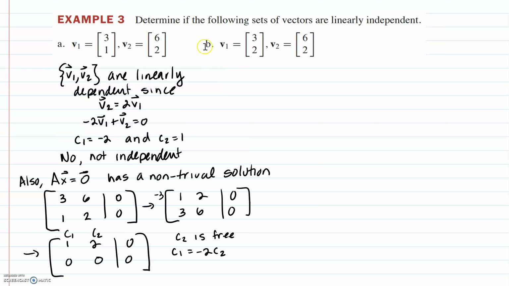So let's look at B. We do not see that v1 is some sort of multiple of v2. So it looks like they should be independent.